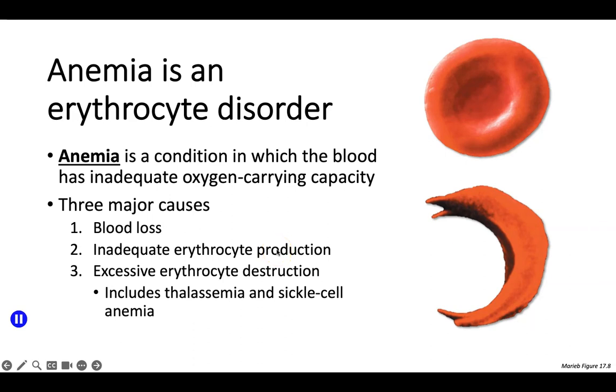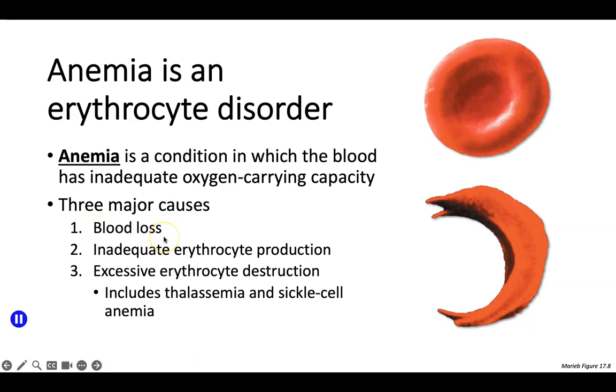There are also some disorders associated with red blood cells. Anemia is an erythrocyte disorder. And anemia just generally describes a condition in which the blood has inadequate oxygen carrying capacity. So since hemoglobin is the major carrier of oxygen in your blood, it means that if there are any issues with hemoglobin or with the red blood cells, this is going to affect your ability to get oxygen to your tissues. There are 3 broad causes of anemia.